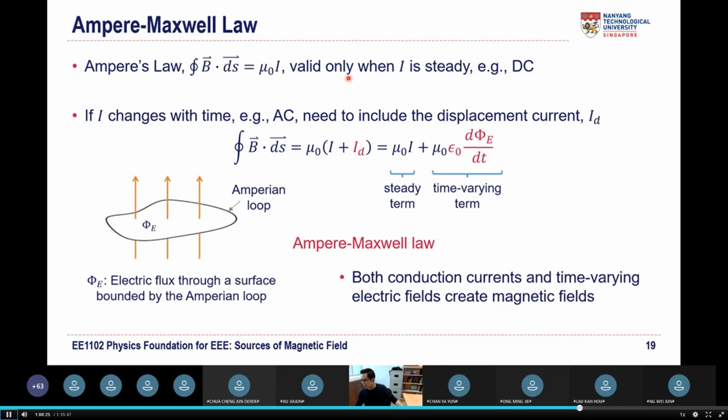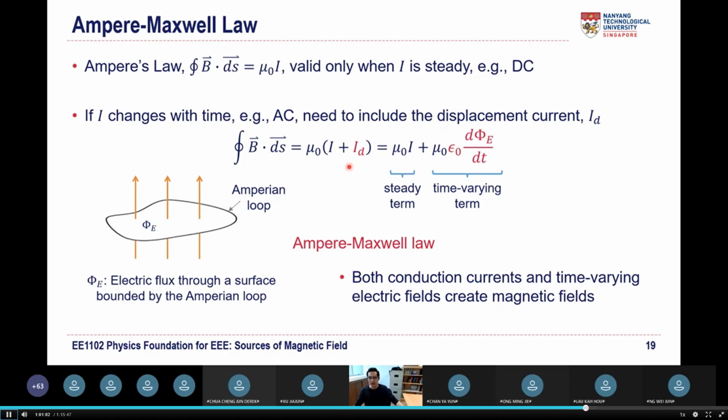Okay, and this is only valid when I is steady. What does steady I mean? When I doesn't change with time. When I changes with time, this doesn't work. So this is only valid for DC current, where the current is always the same. But if the current changes, for instance in alternating current, the current is going up and down and up and down like that.